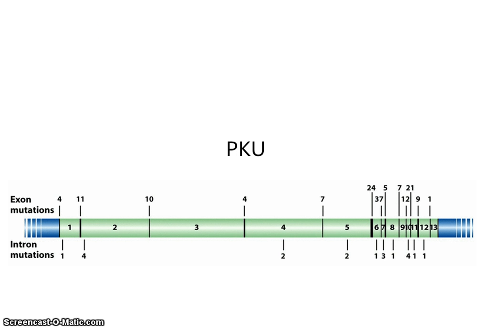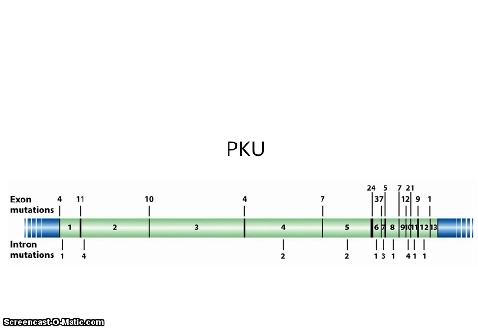Okay, I want to talk about a related topic, and that is the idea that there can be many ways for a gene to break. So this is a schematic of the gene that causes PKU, or phenylketonuria. And there are dozens of identified mutations that can be responsible for the phenotype of PKU. And these are all loss of function mutations.